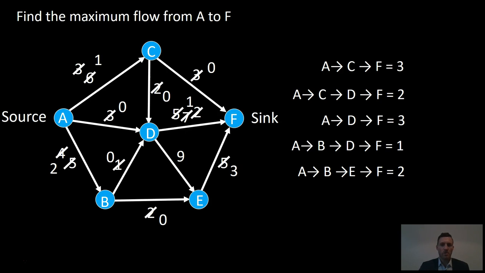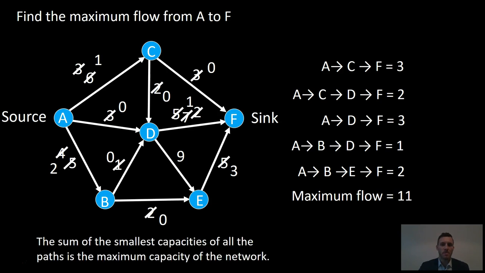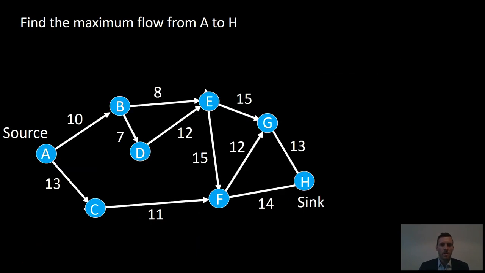Now we add up the flow of all of the paths to determine the maximum flow of the entire network, which is 11. The sum of the smallest capacities of all the paths is the maximum capacity of the network. Let's look at another example.